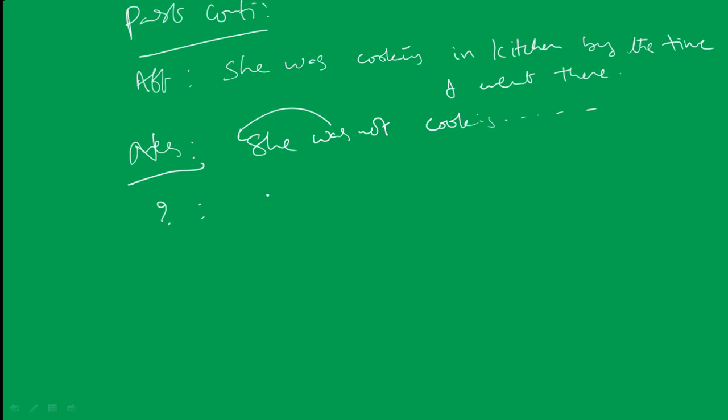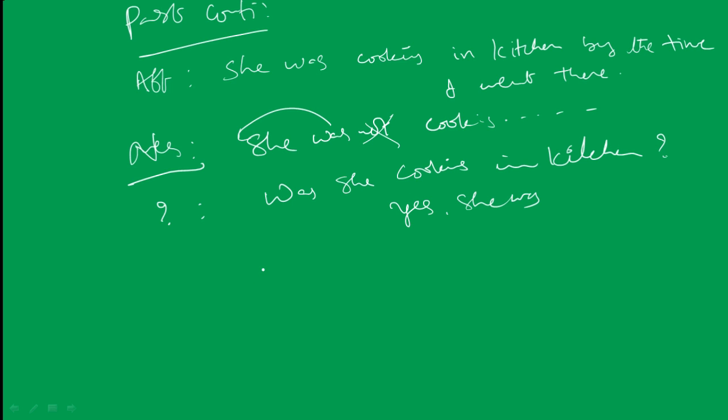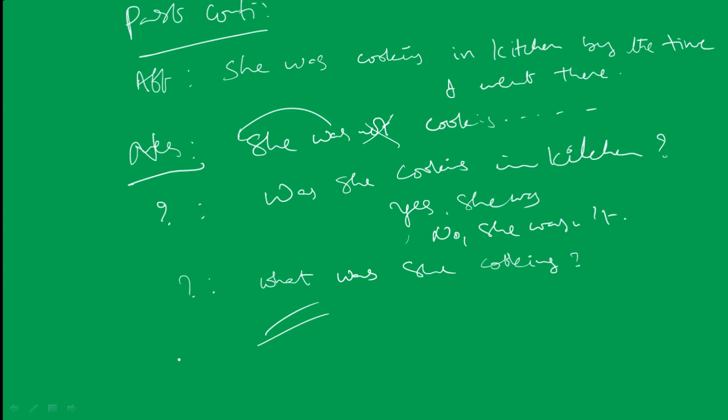Just bring this before she. Was she cooking in the kitchen? Was she cooking? Yes, she was. No, she wasn't. And the second type of questions: what was she cooking? Or what was she doing? Where was she cooking? So that's all about past continuous.